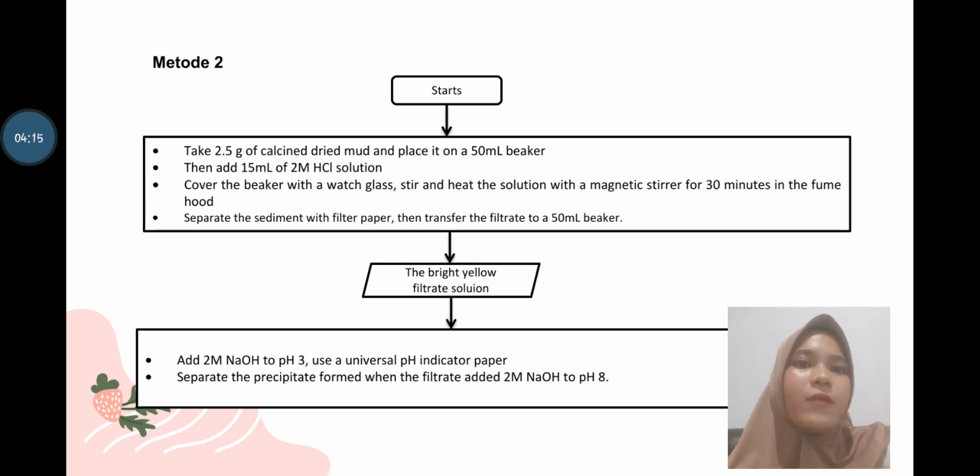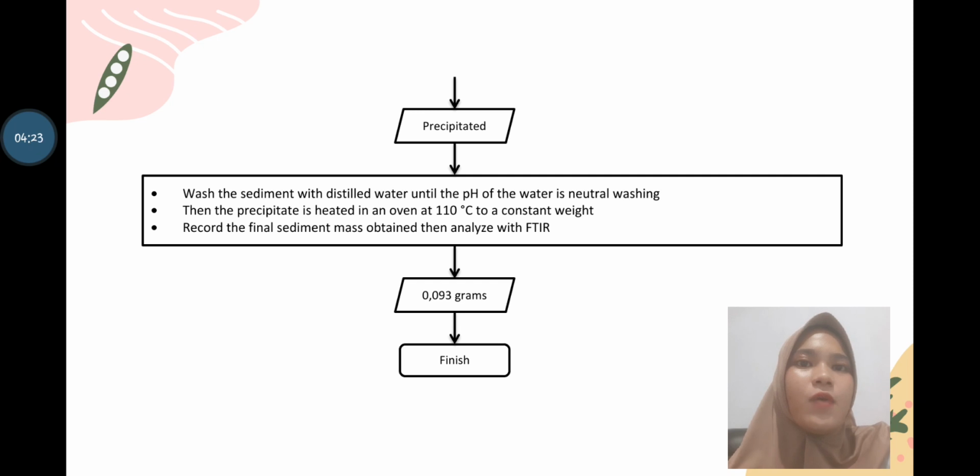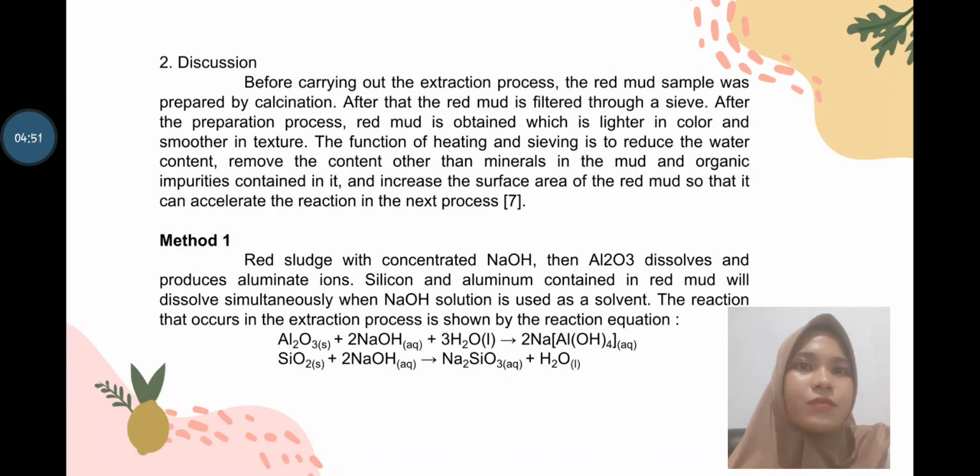Separate the precipitate formed when the filtrate is added 2 molar NaOH to pH 8. Precipitate: wash the sediment with distilled water until the pH of the washing water is neutral. Then the precipitate is heated in an oven at 110 degrees Celsius to a constant mass. Record the final sediment mass obtained, then analyze with FTIR. The result: 0.093 grams.